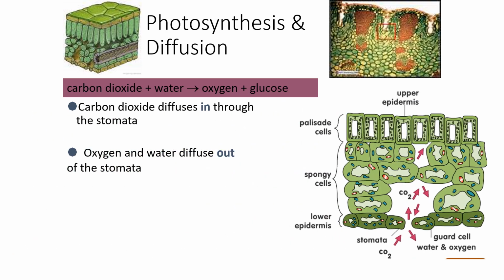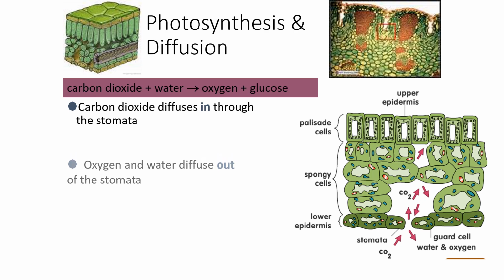So carbon dioxide diffuses in through the stomata, and these are tiny little holes you can see on the diagram on the right, which are on the very bottom of our leaf. Carbon dioxide goes in and oxygen and water diffuse out. It's a little bit like the gates on a leaf, which is hard to imagine because they're so tiny you can't see them with your naked eye.